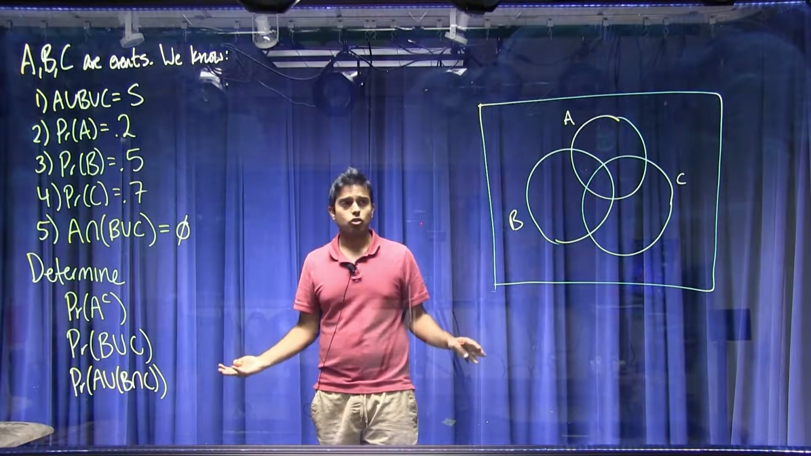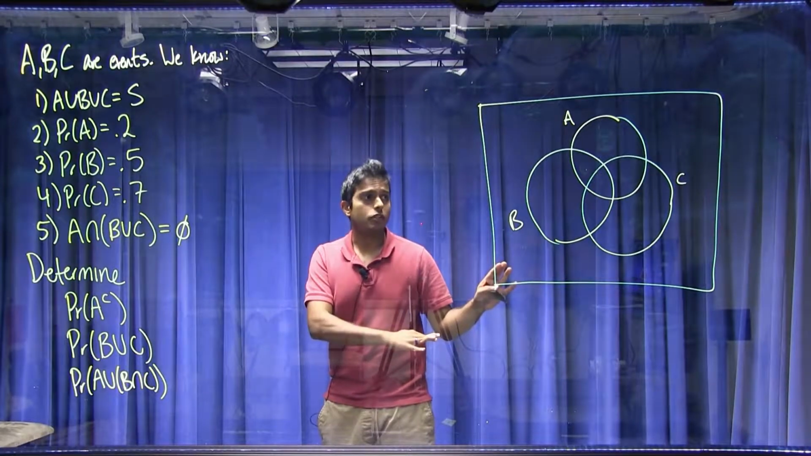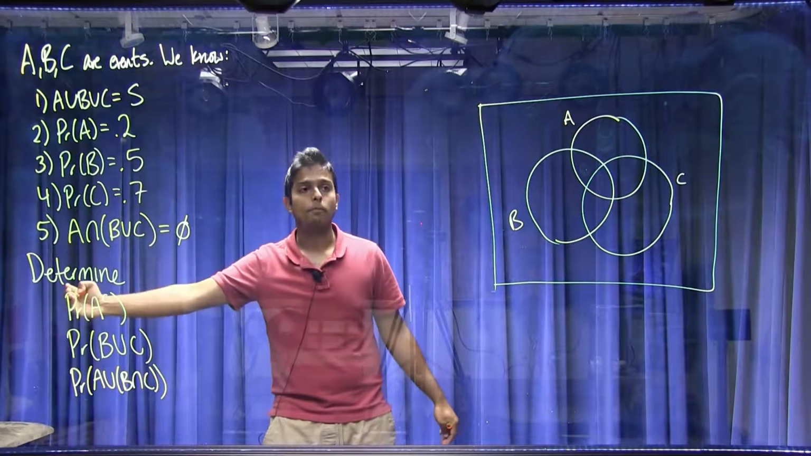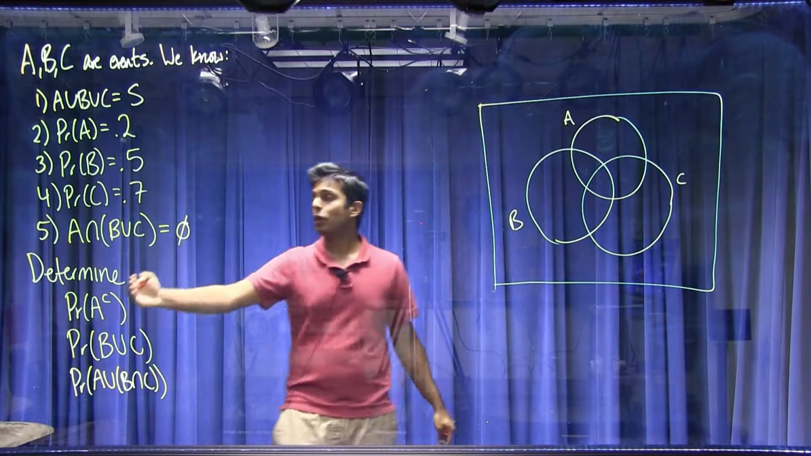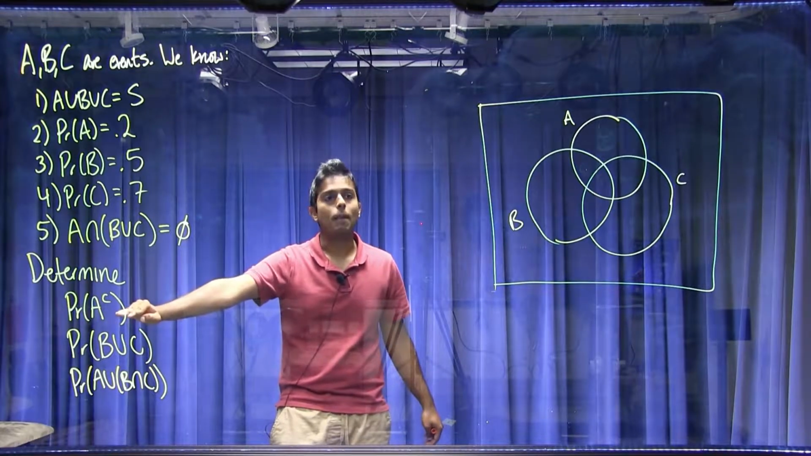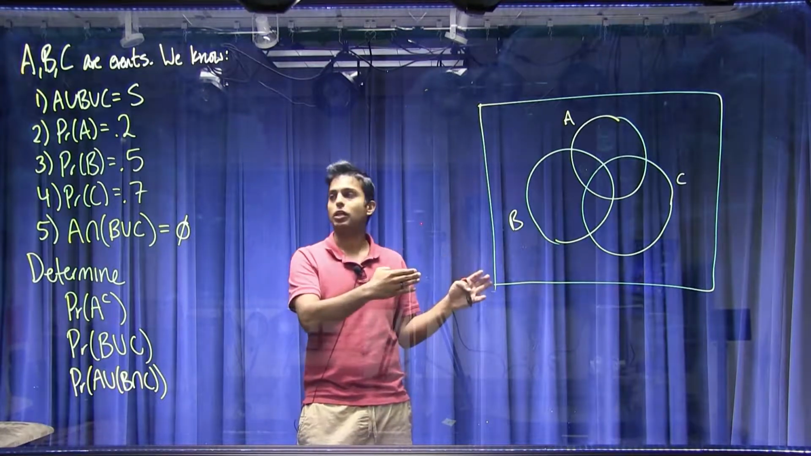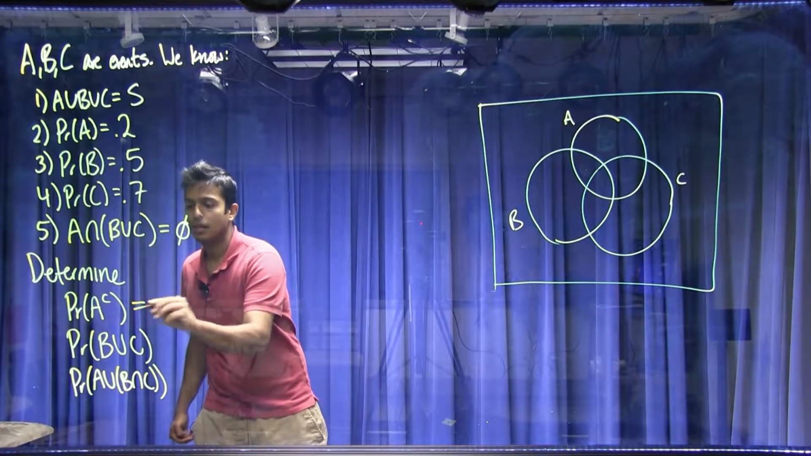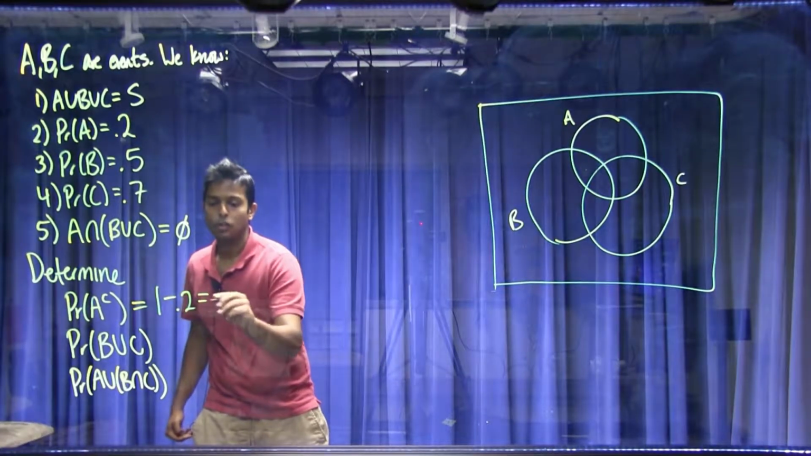All right, so before we even start filling in the Venn diagram, we can actually, I think, solve the first problem. So we know that the probability of A is 0.2. So the probability of A complement, remember, the probability of A plus the probability of A complement has to be equal to 1. So the probability of A complement is 1 minus 0.2, which is equal to 0.8.